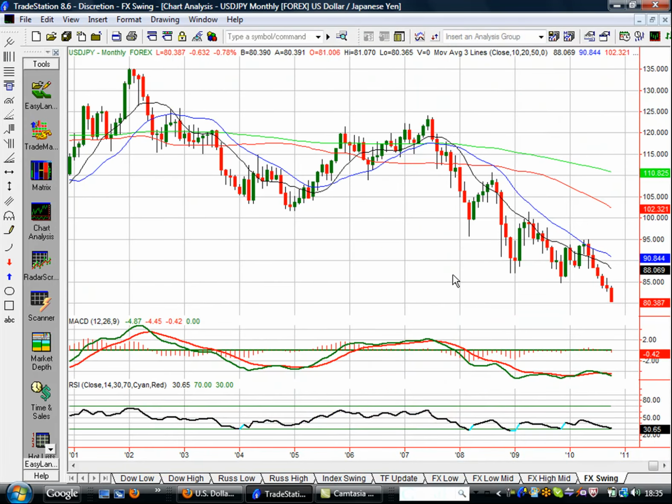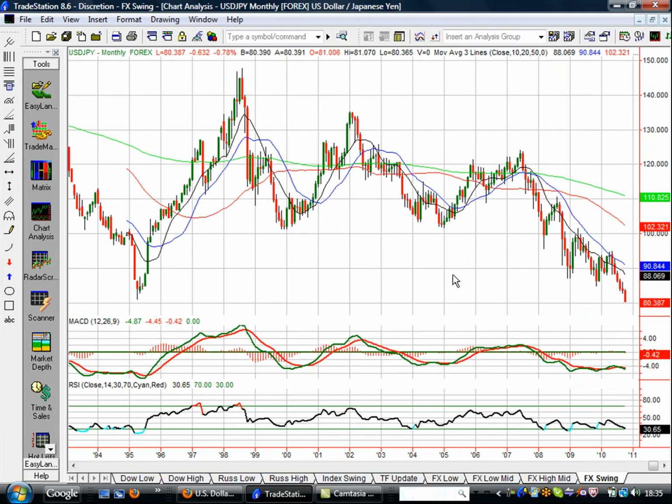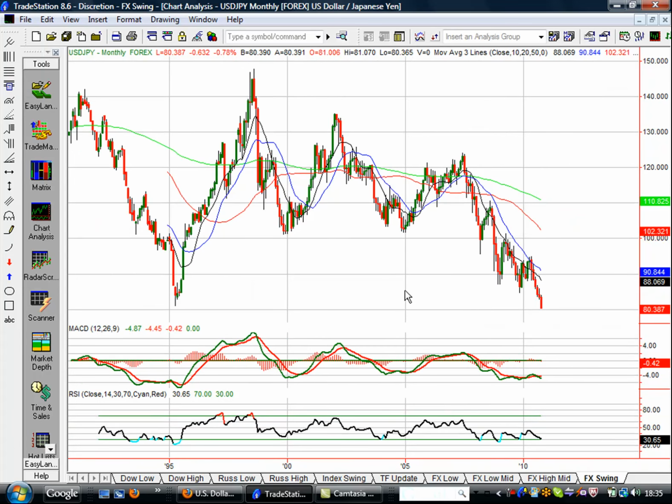Coming and looking at higher time frames on here, daily, weekly, monthly charts, there's nothing much to say now that we won't keep on going lower. We had a one touch back here all the way back in 1995.